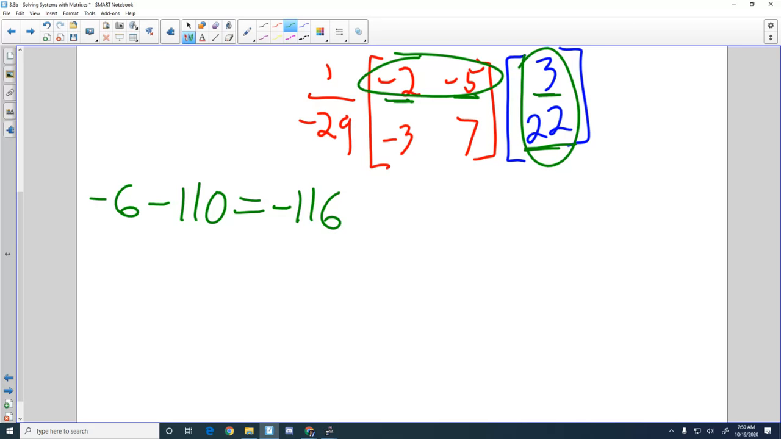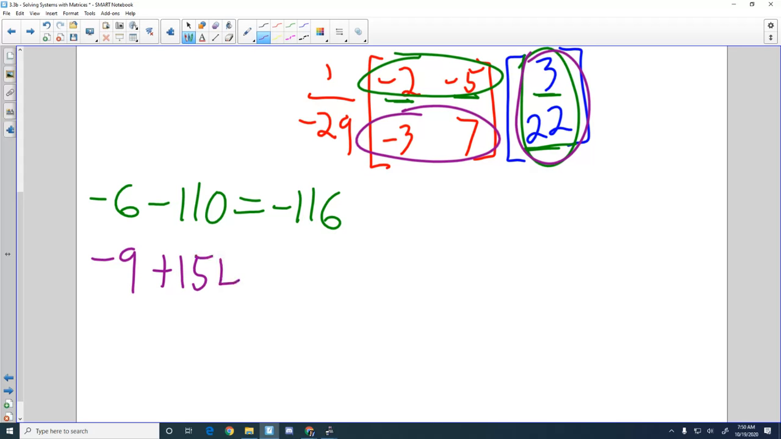Now there are no other columns, so we're going to drop down to the second row. We take the second row times that column. Negative 3 times 3 is negative 9. 7 times 22 is 154. Yeah, thank you. Add those up and get 144.